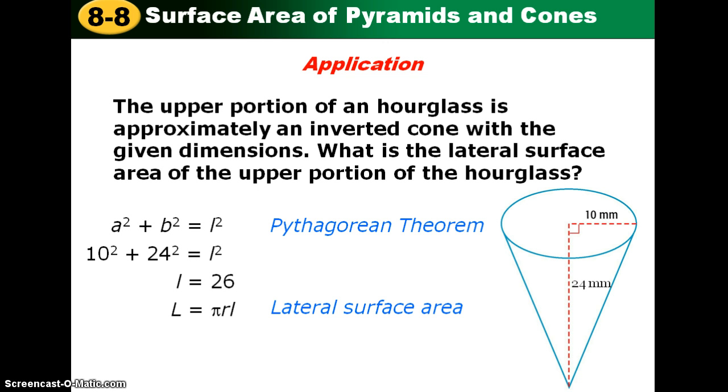The lateral surface area does not include the base. So we're just looking at the second part of the surface area formula, pi times r times the slant height. So that's pi times 10 times 26, which is 816.8 millimeters squared. So that's only the part around the cone. That would not include the base.